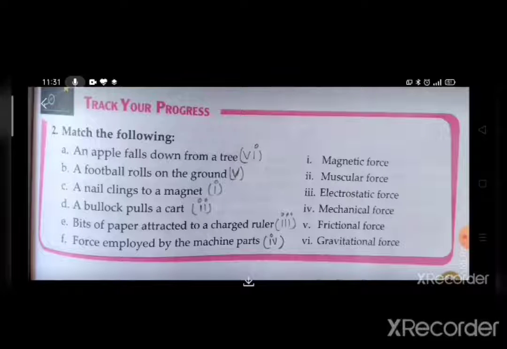A bullock pulls a cart, that is muscular force. Bits of paper attracted to a charged ruler is electrostatic force. Force employed by the machine parts is mechanical force. So this is match the following.